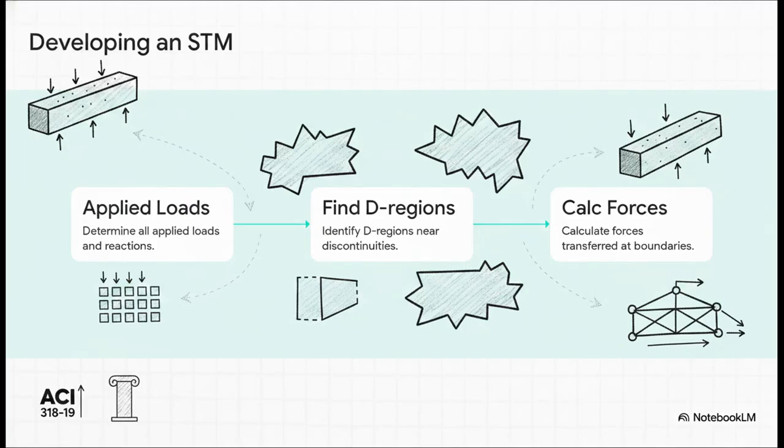Now, developing an STM under these ACI 318-19 guidelines involves a very specific logical process. Step 1. You determine all your applied loads and reactions. Just map out exactly what the structure is holding up. Step 2. You pinpoint those D regions we talked about. Look for those areas near geometric or load discontinuities where the strain is going to go nonlinear. And finally, step 3. Calculate the forces transferred at the boundaries of those regions, and then design your struts, ties, and nodes to handle those exact loads. It's brilliant, really. It transforms these abstract, chaotic stress fields into a very solvable geometry problem.